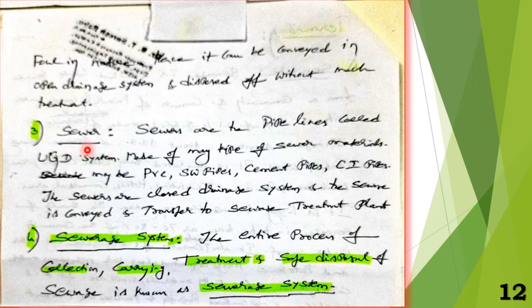We have studied sewage and sludge. Now sewer. What does sewer mean? Sewers are the pipelines called UGD, the underground drainage system. The pipe materials are different. It may be PVC pipeline, or SW, that is stoneware pipes, also called clay pipes, and next are cement pipes or cast iron pipes. These types of pipes we use to carry the sewage. Remember it. Sewers are nothing but the pipelines which carry sewage. They are also called a closed drainage system.